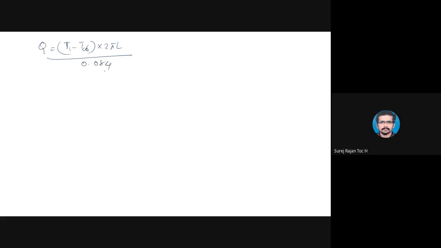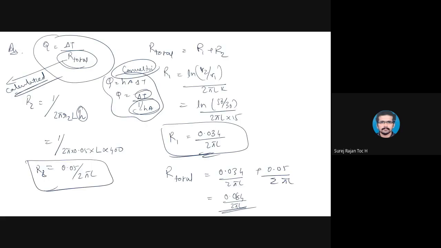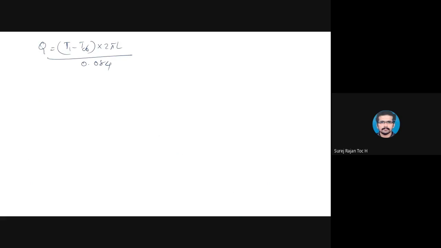We know the generalized equation, Q is equal to delta T divided by R total. R total we already calculated as 0.084 divided by 2 pi L. Then substitute that R total in the basic equation, that is Q is equal to T1, that delta T is equal to T1 minus T infinity, because T infinity, the surrounding fluid temperature, is given in this problem. So T1 minus T infinity into 2 pi L divided by 0.084.